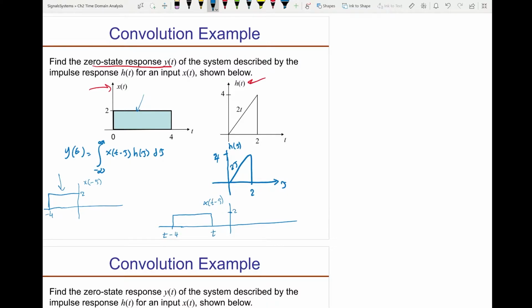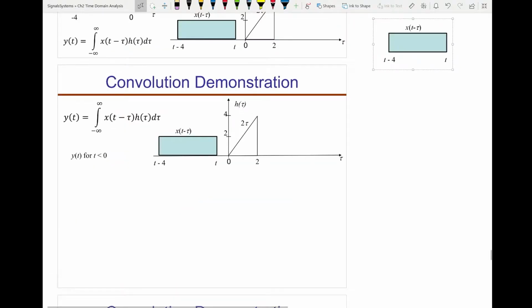So now I found this function, and I found this function. Let's find y of t for all possible values of t. That means for t all the way from negative infinity to positive infinity. Okay, let's solve the problem in OneNote. So we're going to find y of t using this convolution integral. So that means the input will be sliding as t changes value.